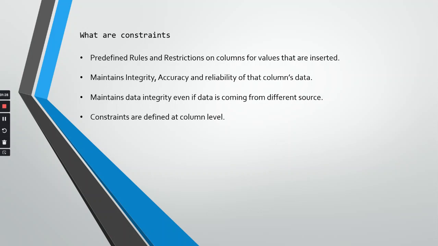Constraints are defined at the column level. You can define these constraints at the column level, and it's not that you can have only one constraint in a single table. You can have multiple constraints defined on a single table. The only thing is that if you have so many constraints, then your DML operations might become slow for bulk operations. So it should be a balanced approach when defining constraints on the table.